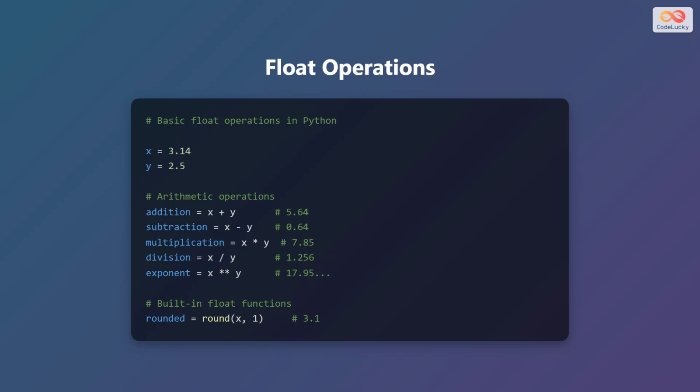There are also built-in functions for floats. For example, we can use the round function to round x to one decimal place, resulting in 3.1.